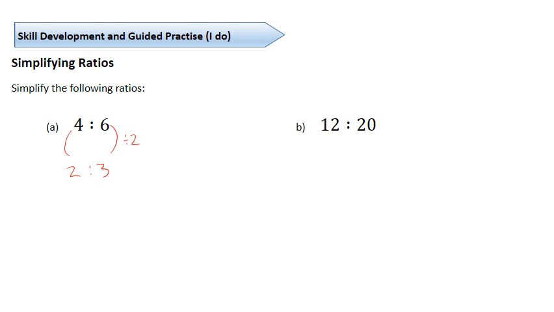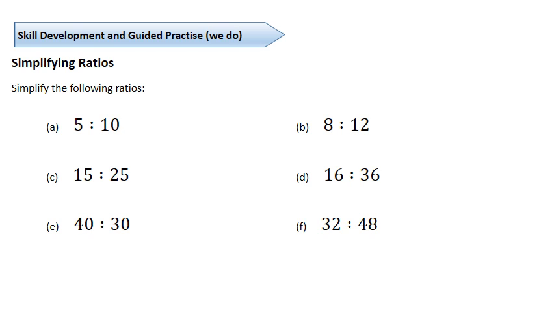Next one, 12 and 20. Looks like the highest common factor there is 4. So I'm going to divide the left and the right by 4 to get 3 is to 5.